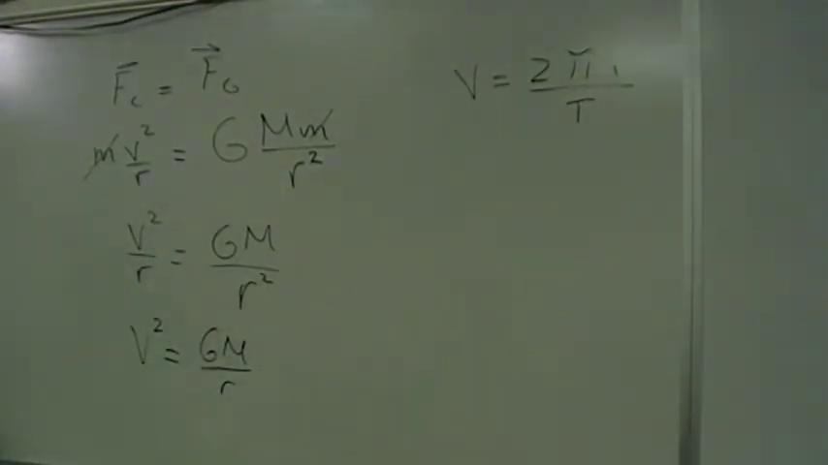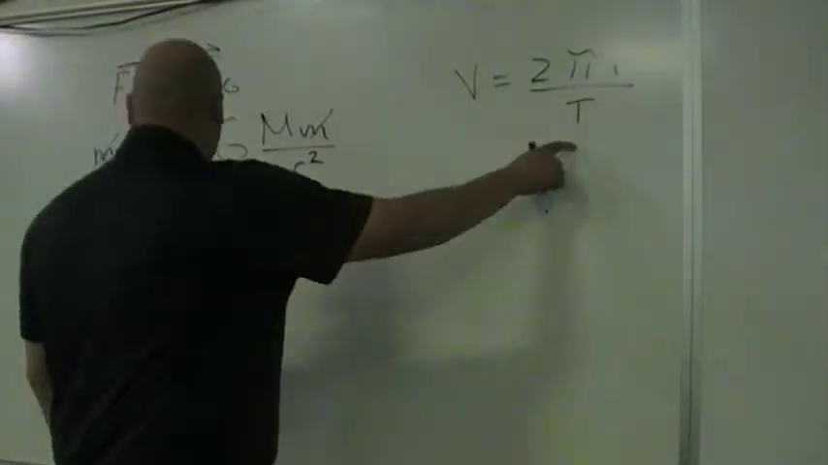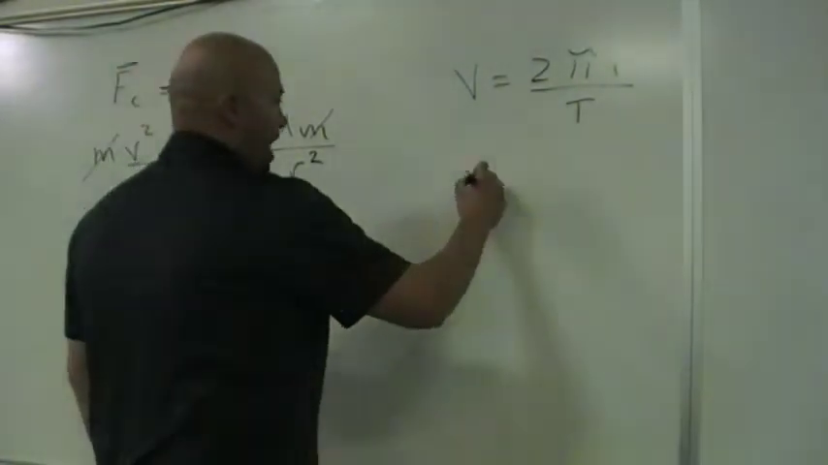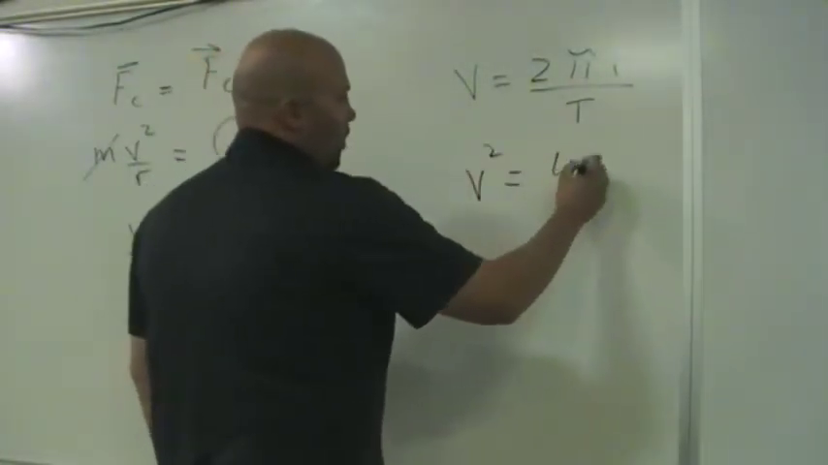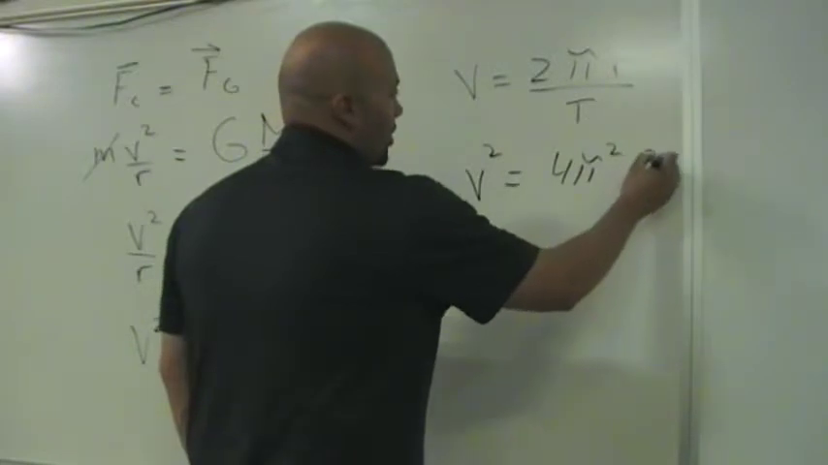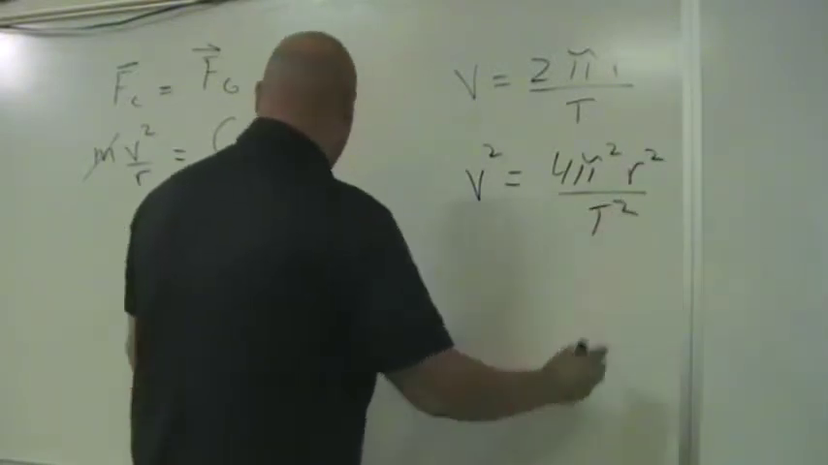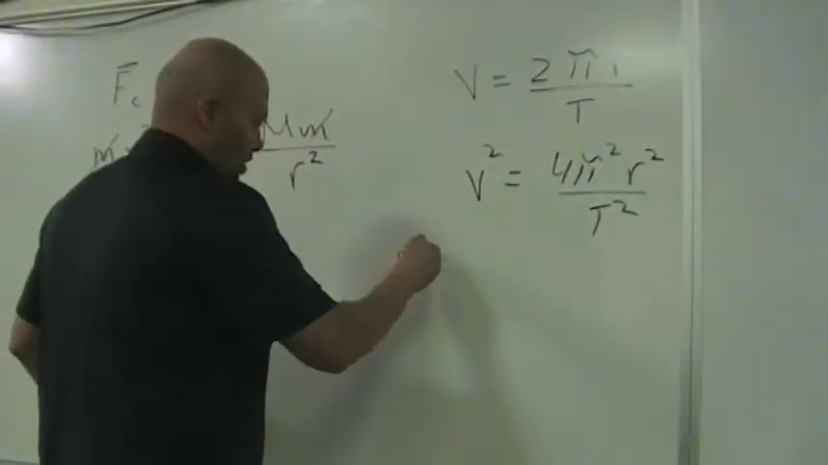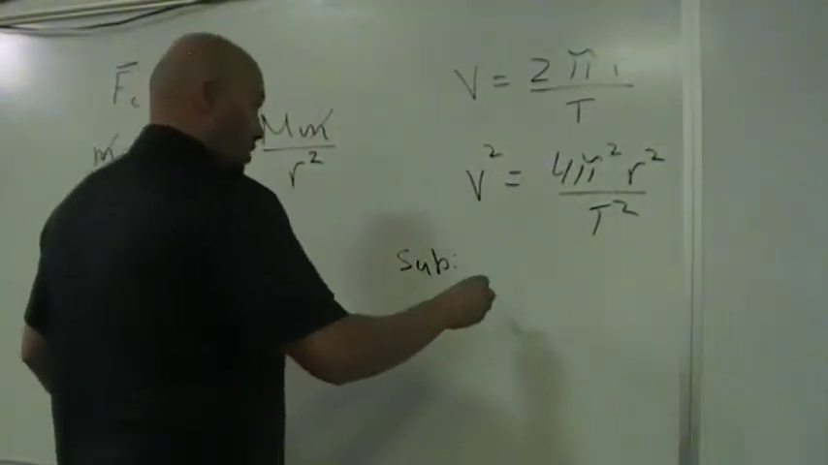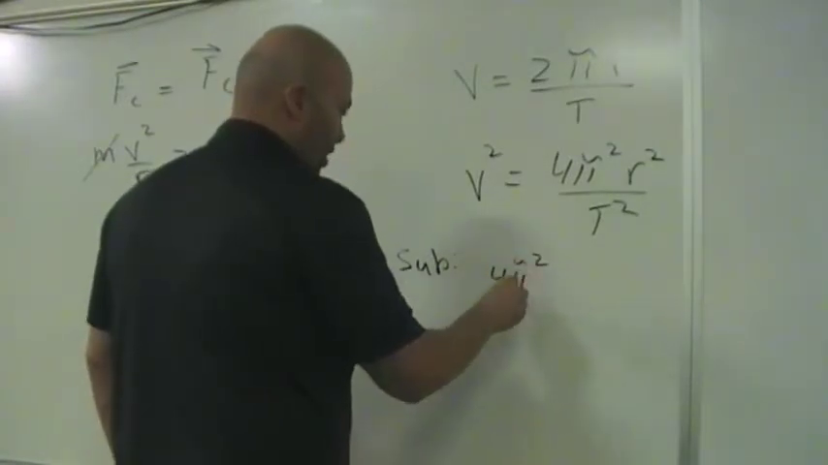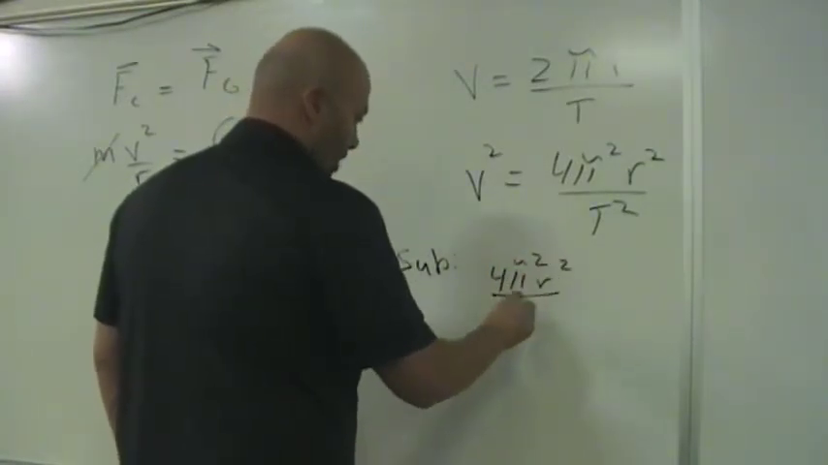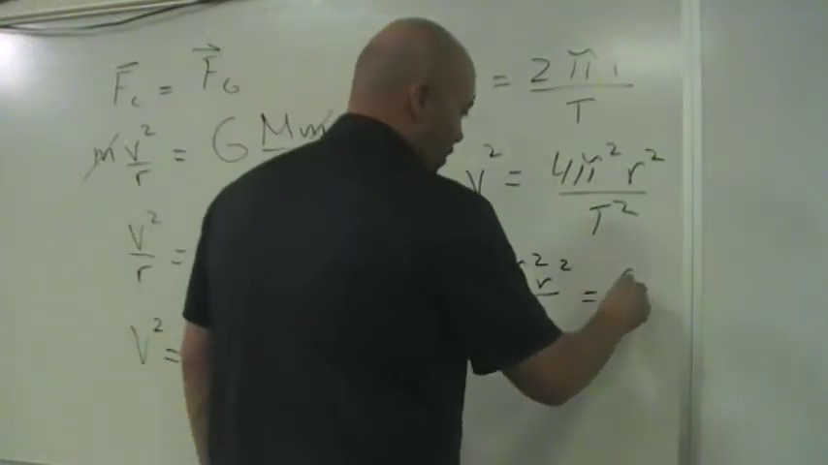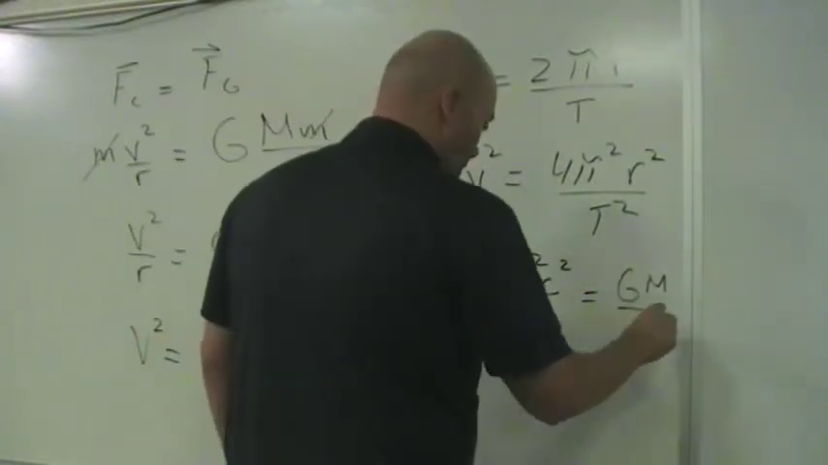It's like a circle, right? So we walk around the circumference, and it takes a certain amount of time. That's the period. So we have v squared, which is 4 pi squared r squared over T squared. Now we got to substitute. R is the radius. So we have 4 pi squared r squared over T squared equals GM over r.